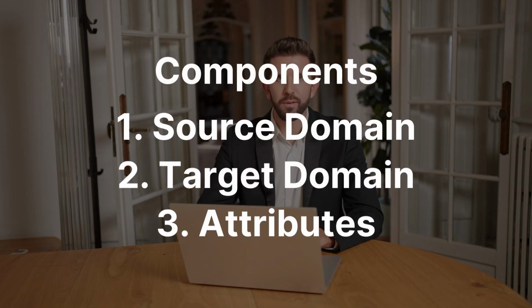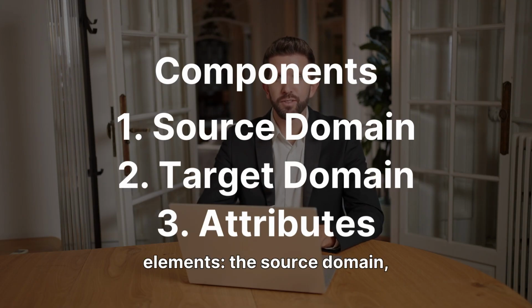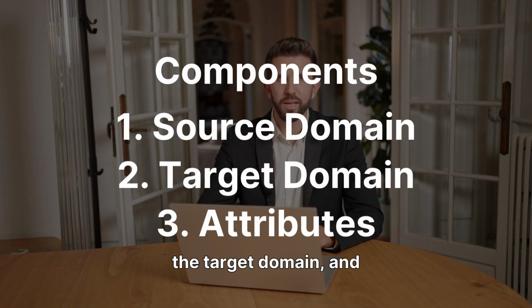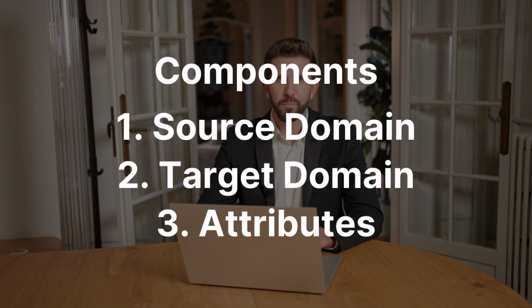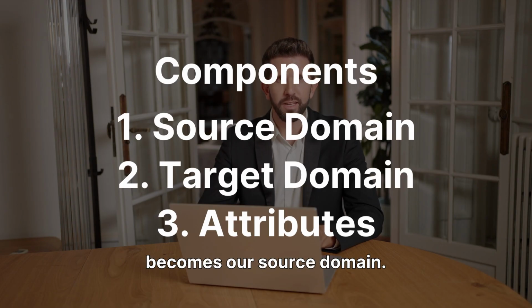Now, let's break down the components of zero-shot learning. There are three essential elements: the source domain, the target domain, and the attributes or features that link the two. The source domain is where the model learns from. For instance, if we train a model on cats and dogs, this becomes our source domain.